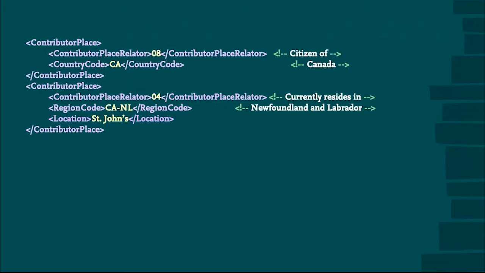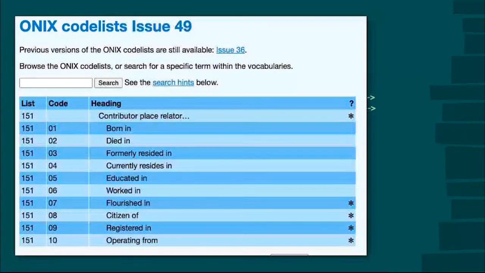And speaking of contributors, I think every Canadian publisher is probably familiar with the first part of this element, which is the fact that you can send in ONIX that this contributor is a citizen of Canada. But in ONIX 3, you can send a lot of different information. You can send information about which region of Canada they live in. You can also send names of cities and things like that. There's a lot of different relationships that you can create. And sometimes those relationships are really important. The born in and the currently resides in.